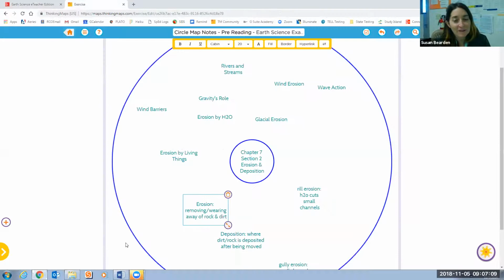Okay, so in my map, I need to have the word deposition, and I just put where dirt or rock is deposited after being moved. I could have put dropped, I could have put left. I used the word deposited with purpose because deposition has the word deposit inside of it. And that will help my brain latch on to it. Oh, deposit, deposition, that's where we drop stuff when we're done with it. So look for little clues like that you can use to help you remember words. I always look at those things. All right, so I've got deposition is where things are deposited.